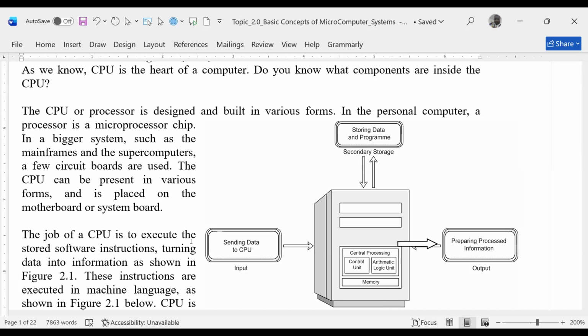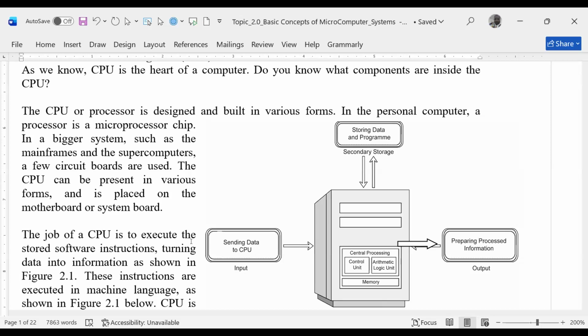The CPU can be present in various forms and is always placed on the main component in computing called the motherboard. When you open the system unit, the main case, there's a board there that contains all the electrical components of your computer system. Within that board is where you have the CPU. So the CPU is always located on the main board or motherboard of a computer system.